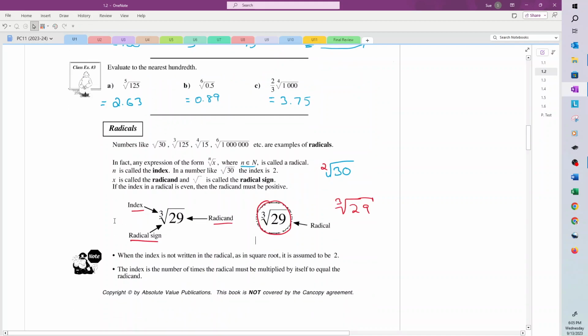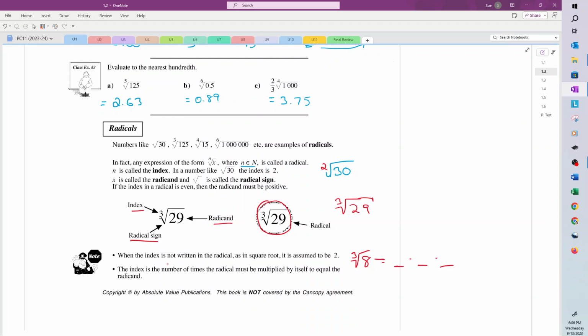And then, like it says here, the index is how many times the radical, the result of it, has to be multiplied by itself to get the radicand. So, for example, the cube root of 8 says that I'm looking for what I need to multiply by itself 3 times to equal 8.